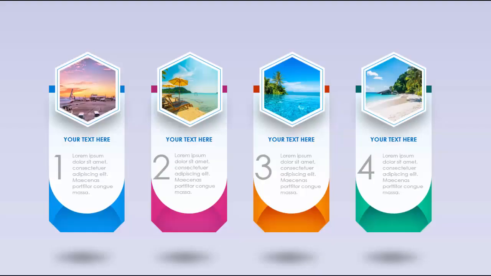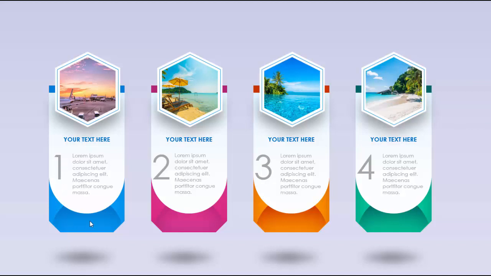In this tutorial, I'm going to show you a 4-option hexagon slide in PowerPoint. As you can see here, I have added a hexagon at the top with the image in the background, and then at the bottom I have added some text here which you can replace with your title, and then below you can add your detailed text along with the option number there.